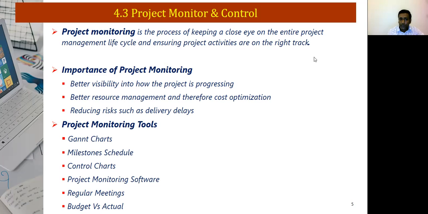A control chart is used to determine whether the process is stable or has a predictable value. It has an upper limit and a lower limit. For example, cost variance, whether it is within the acceptable variance. Project monitoring software is where you can feed in the data and get all the necessary details of scheduling, planning, and also analysis can be done. Regular meetings also give you feedback as to how the project is shaping up. Also, budget versus actual is more important to know how well we have progressed when it comes to the cost.